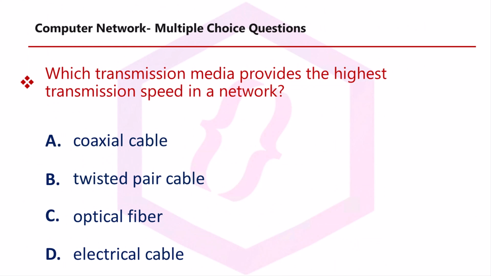Which transmission media provides the highest transmission speed in a network? Option A, coaxial cable. Option B, twisted pair cable. Option C, optical fiber. Option D, electrical cable. The correct answer is option C, optical fiber.